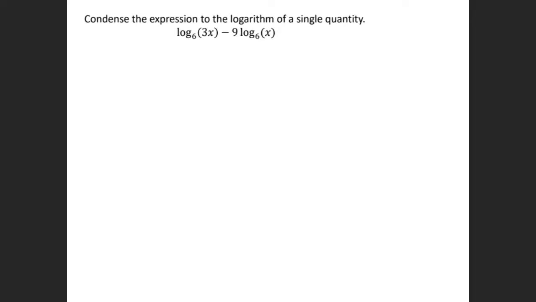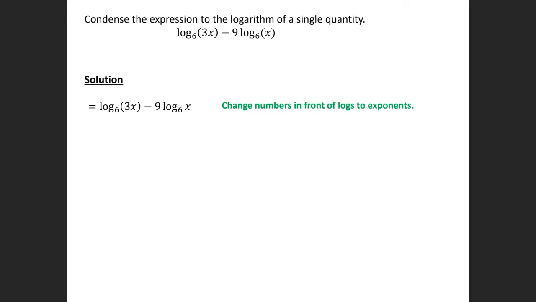Let's work inversely now. Instead of expanding, let's condense. So your homework says condense the expression to a single quantity, right? The first thing you have to check, when we're condensing, is that we condense only logs that have the same base. In this particular problem, we have the same base for both. They're both logs base 6. So I can use my quotient rule. The quotient rule says that when you have two logs and they're being subtracted, it's the same thing as dividing, right?